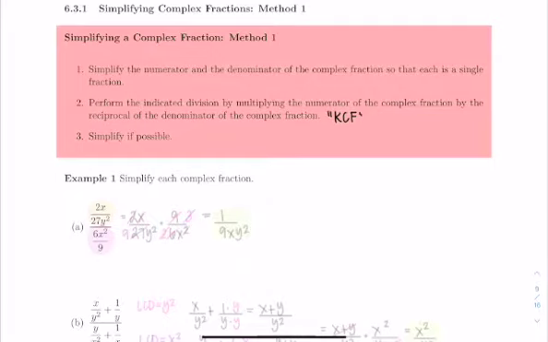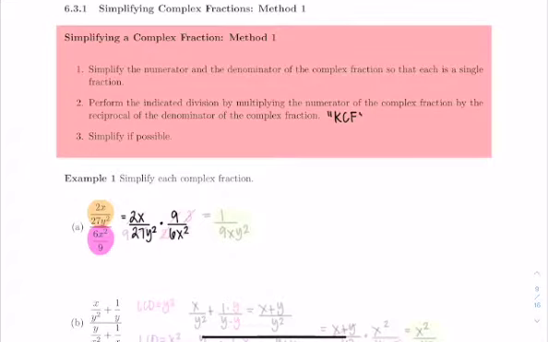So for example 1a, you'll see that in the complex fraction, the numerator is already in a single fraction and the denominator is in a single fraction. So we can automatically go to keep, change, flip. We're going to keep the top, 2x over 27y squared. We're going to change the division to multiplication, and then we flip the second fraction to 9 over 6x squared. From here, this just becomes a multiplication problem that we need to simplify.